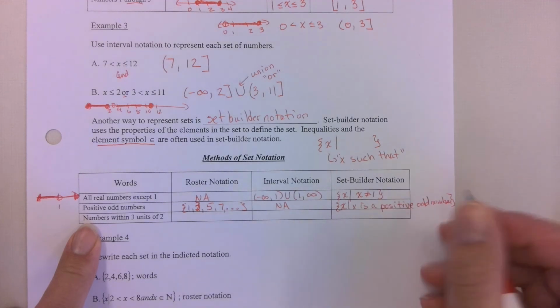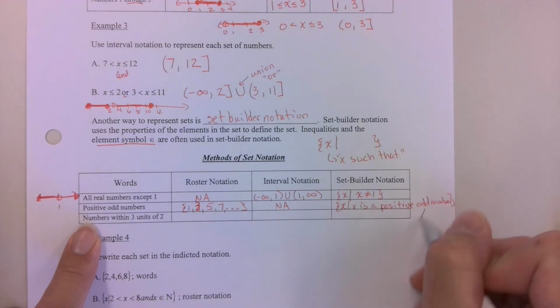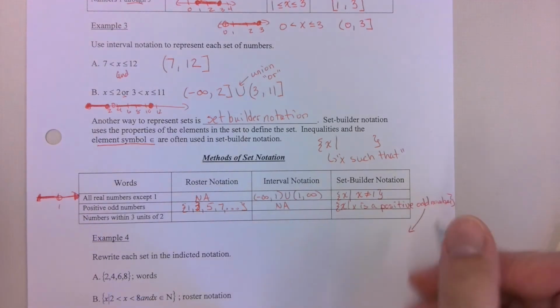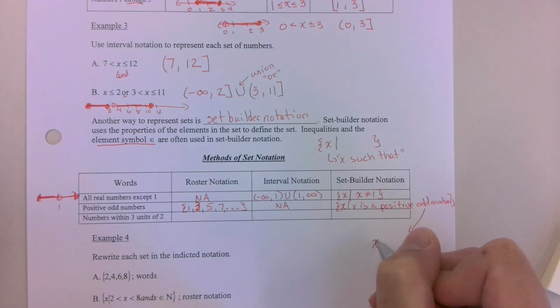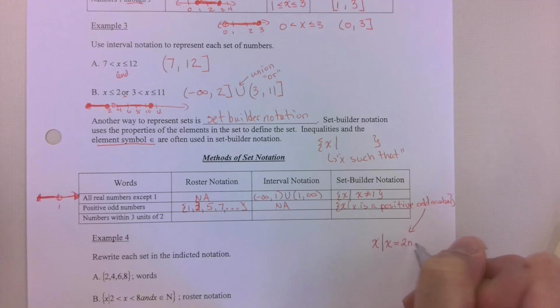Now, the way the textbook worded this one is a little bit different. They actually went in and they did a formula. So this is a little higher level thinking. X such that x equals 2n minus 1, and n is an element of the natural numbers. So that is another way you could do it.